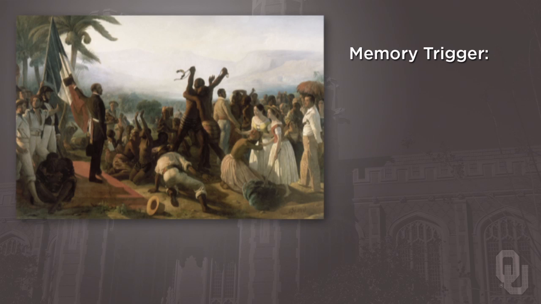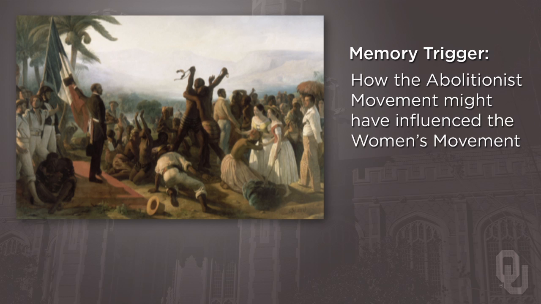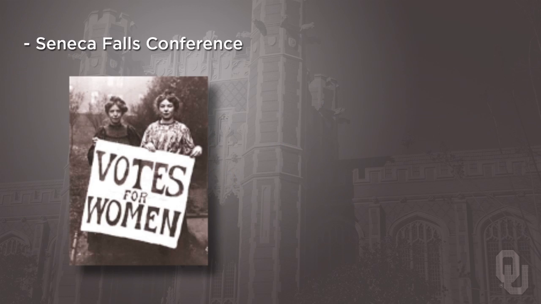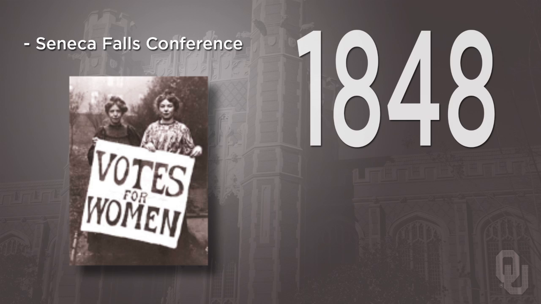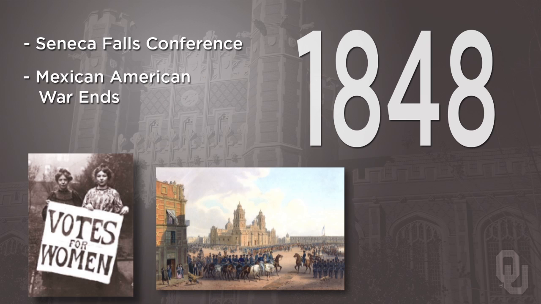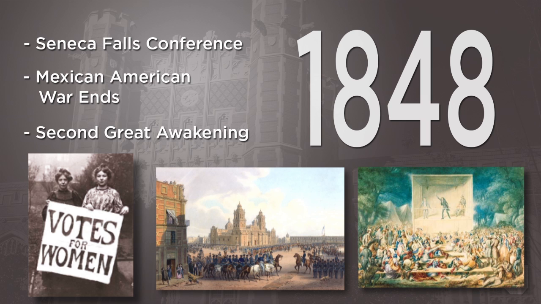So I'm going to put a memory trigger here, asking about how the abolitionist movement might have influenced the women's movement. We also learned that the Seneca Falls Conference took place in 1848, so I'm going to pause to consider what I've been learning in class about this period. So 1848, this is the year that the Mexican-American War ends. It's also the tail end of the so-called Second Great Awakening, a religious revival which saw rapid growth of evangelical Protestant churches, particularly due to female converts.